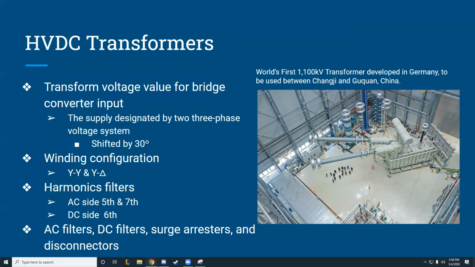On the side, we had an image of the world's first 1100 kV transformer developed in Germany to be used between Tianjin and Wuhan in China. To me, this transformer looks like a giant nuclear weapon.